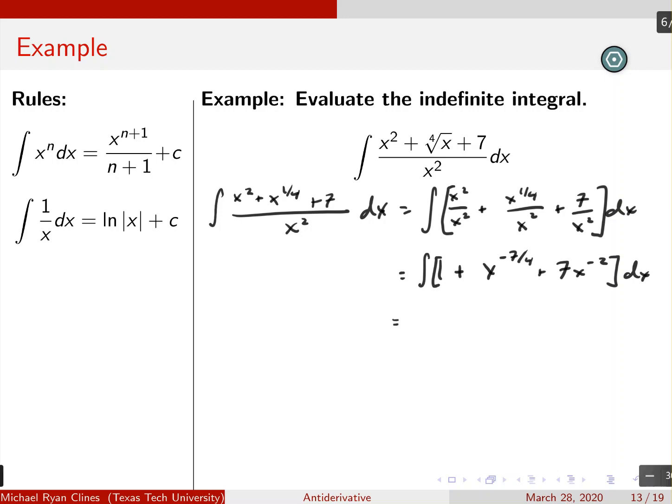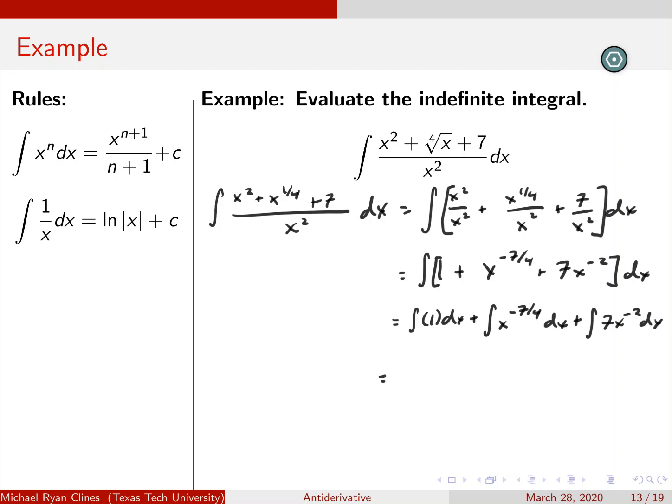So this is equal to the integral of 1 dx plus the integral of x to the negative 7/4 dx plus the integral of 7x to the negative 2 dx. Now for each one of these, we're going to do the power rule respectively, because we might have some weird exponents, but we still have exponents that are not equal to -1. So we are just going to do the power rule 3 times.